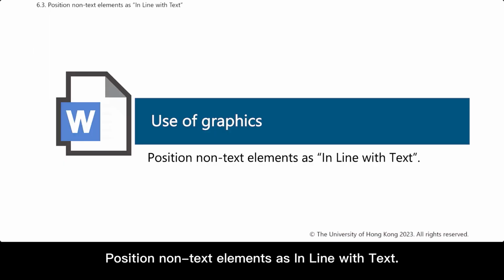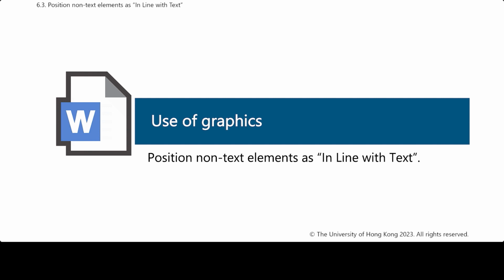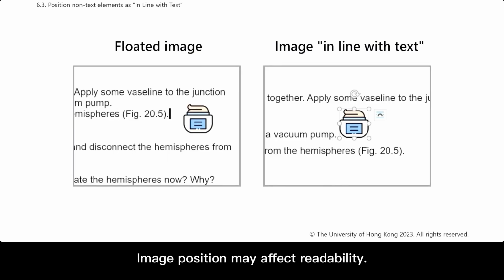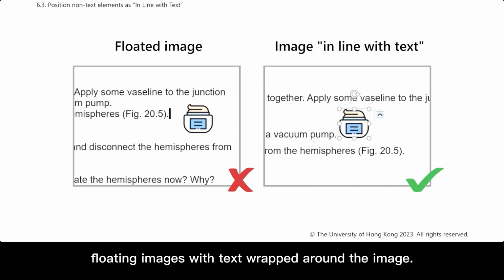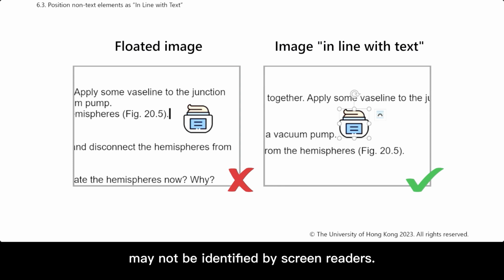Position non-text elements as in line with text. Image position may affect readability. The images should be positioned on their own lines. Some sighted readers may prefer floating images with text wrapped around the image. However, text wrapped around images may not be identified by screen readers.